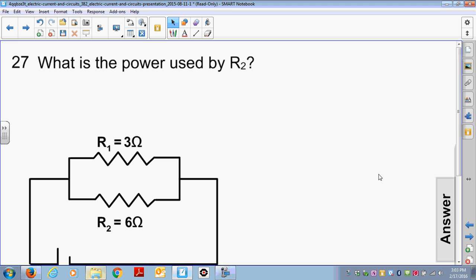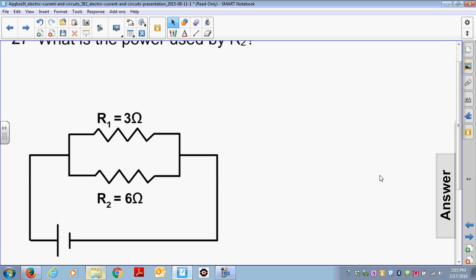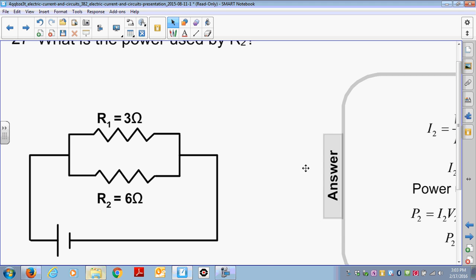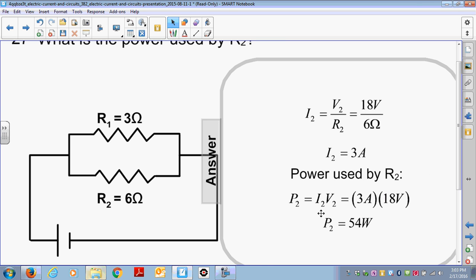What is the power used by R2? You can use the current from the previous solution. Okay, so let's take a look. Power is equal to I2 V2. We take 3 times the 18 volts, and that gives us 54 watts.